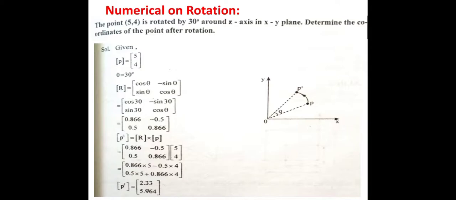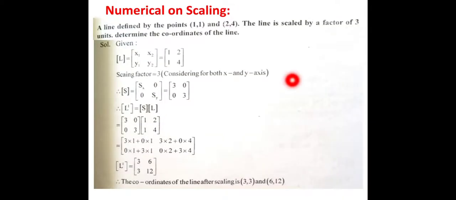That is the numerical on scaling. The problem definition is: the line defined by the points 1 comma 1 and 2 comma 4. The line is scaled by a factor of 3 units. Determine the coordinates of the line.